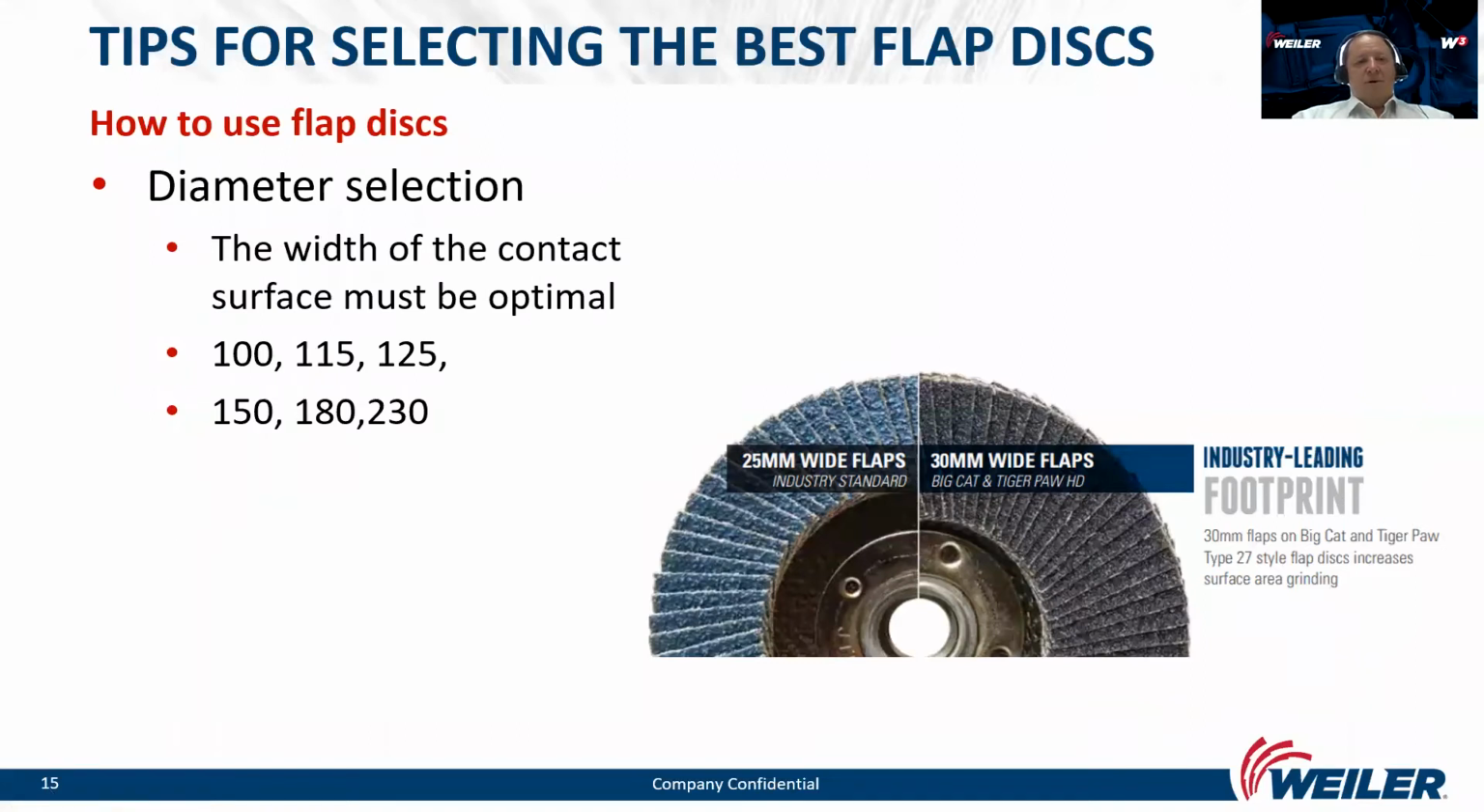How to select the right diameter? The width of the contact surface must be optimal. That means a bit larger than the grinding surface is. The flap discs produced by us are in these diameters: 100, 115, 125, 150, 180, and also 230.